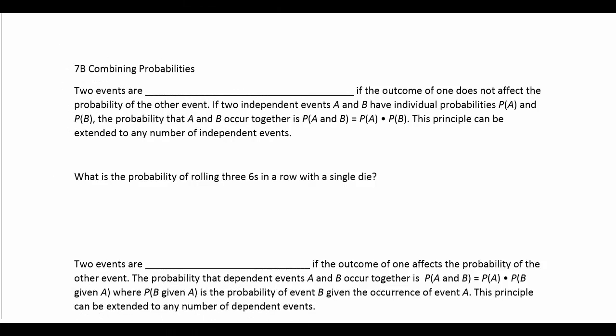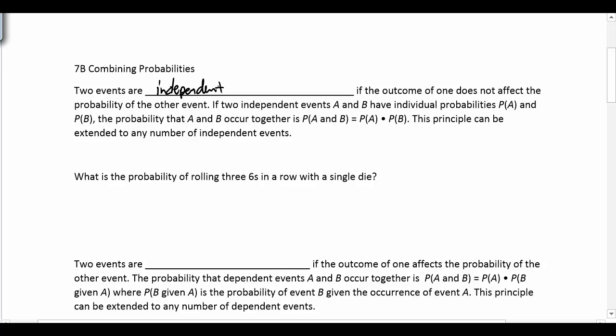Okay, so now that we've looked at the basics of events, let's look at combining events in different ways and talk about the rules of probability there. So let's start with this. Two events are considered independent if the outcome of one does not affect the probability of another.